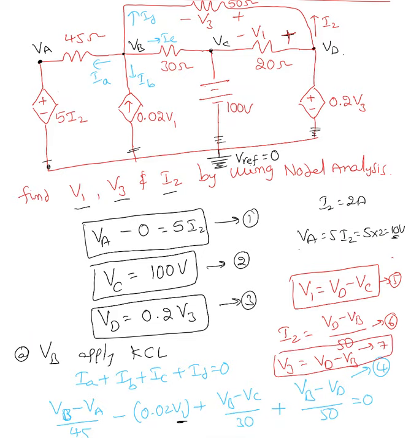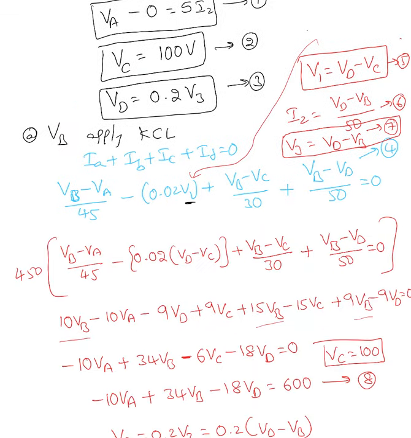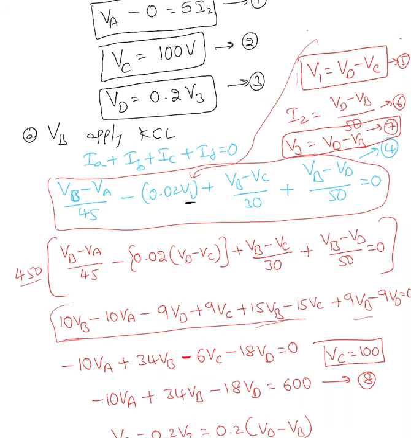Now I'm going to substitute this fifth equation right here in equation 4, and I will simplify that offline. So here I substituted; here is the equation applying KCL at VB. I substituted the V1 value here, V1 equal to VD minus VC. Now to eliminate the denominator in this whole equation, I multiplied it by 450. Once I multiplied that, I end up with this equation.